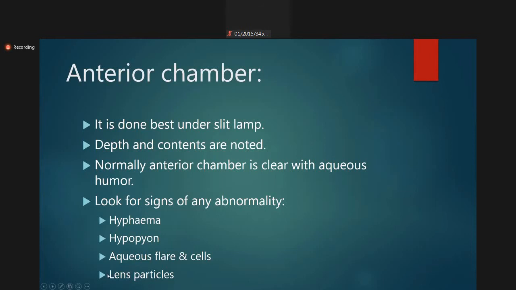In hypermature cataract, you can see the lens particles also on the slit lamp. These things you can see on the slit lamp. But with the torch examination, you can see hyphema or hypopyon.